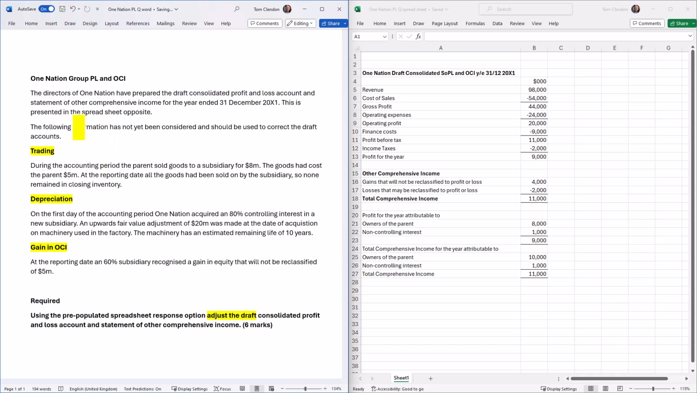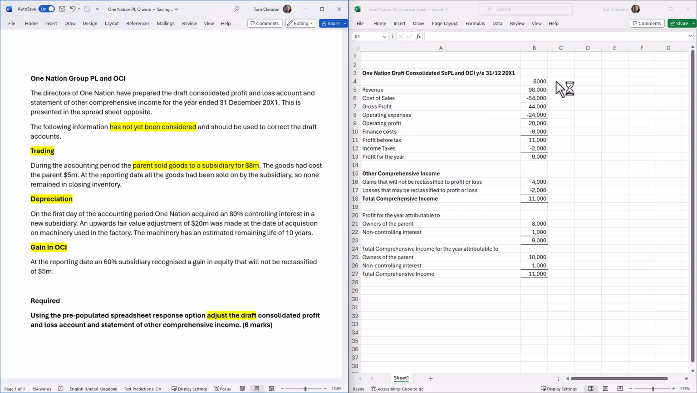Now, this following information has yet to be considered and should be used to correct the draft accounts. Let's do things one at a time. If you want a moment to pause the video so you can read the question, take advantage of the opportunity of pausing the video. Trading. During the accounting period, the parent sold goods to the sub for 8 million. So there is intercompany trading.